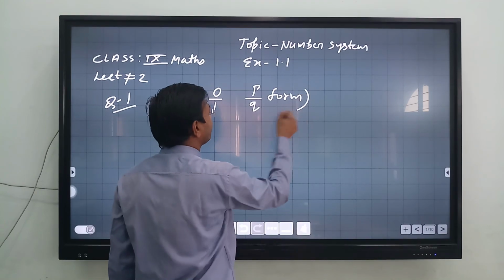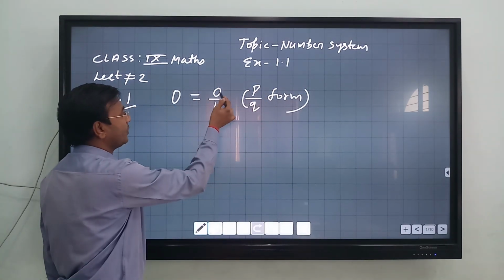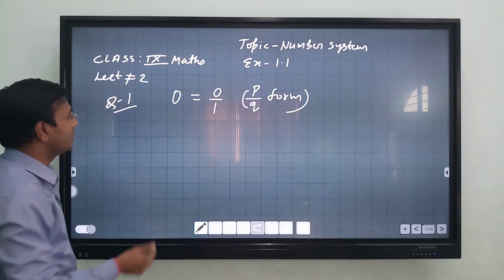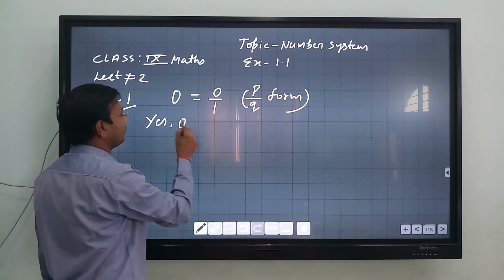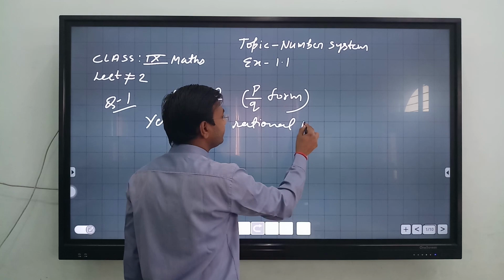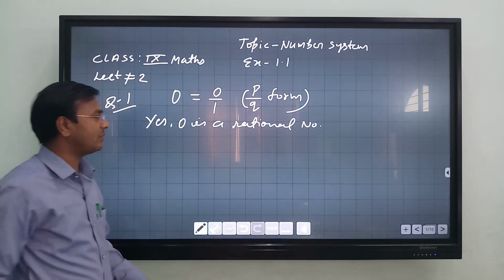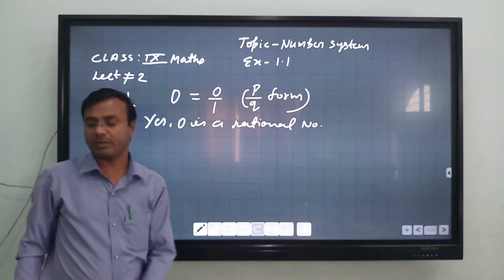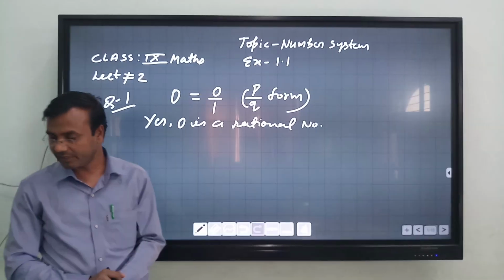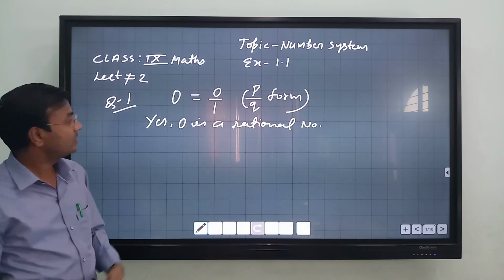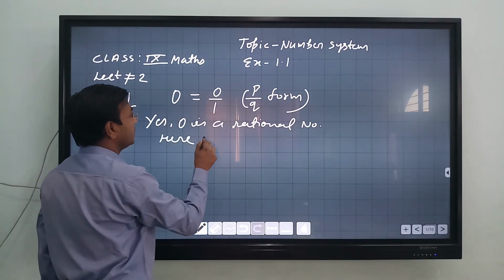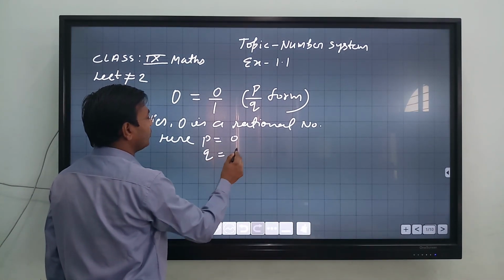What are p and q? p and q are integers. So p is 0, which is an integer, and q is 1, which is also an integer. So yes, we can conclude that 0 is a rational number, right? Because by definition, if a number can be expressed in p by q form where p and q are integers and q is not equal to 0, it is said to be a rational number. So this is your first part. You can even write here p equals 0 and q equals 1.